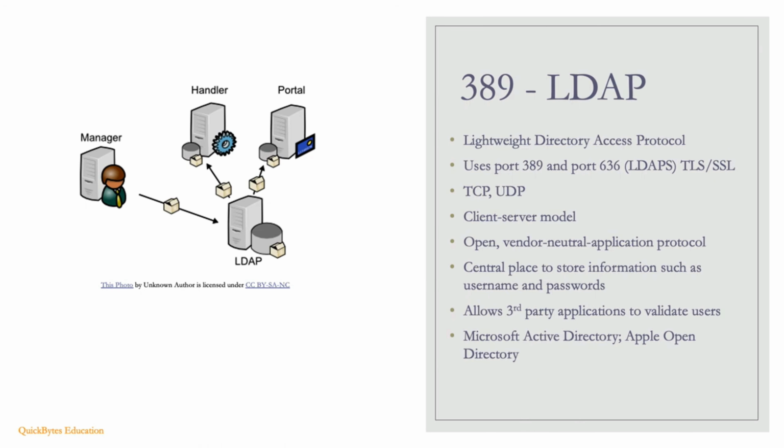LDAP stands for Lightweight Directory Access Protocol. LDAP commonly uses port 389. Secure LDAP, often called LDAPS, uses port 636. LDAP uses the client-server model. It is an open, vendor-neutral application protocol used to access and manage directory information. A directory service stores information about objects such as users, groups, computers, and other resources. Third-party applications can perform LDAP queries to validate users, search directory information, and retrieve object attributes.